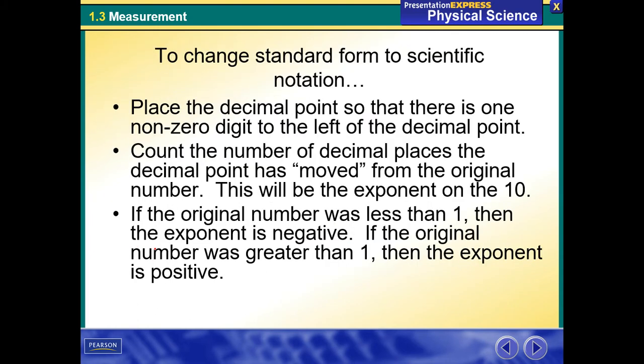So here in standard form, this is what I always tell people. To change from standard form to scientific notation, make sure you move the decimal where there's one non-zero digit to the left of it. Count how many decimal places that you moved, and this is going to be the exponent on the 10. Again, if the number was less than 1, it's a negative exponent, but if it is bigger than 1, this is going to be a positive exponent.